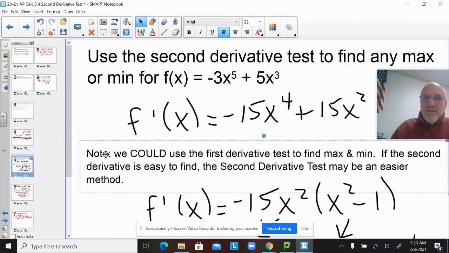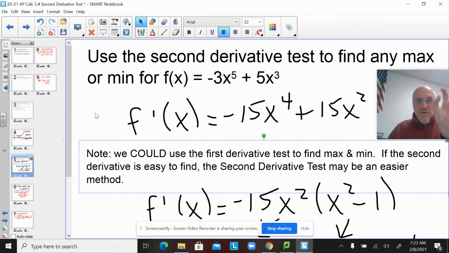If the second derivative is easy to find, like if it's an easy derivative to take, then this second derivative test might be an easier way to find maxes and mins. If the second derivative is an ugly quotient rule, chain rule, natural log, then you're probably for sure better off using your first derivative, making your table, increasing, decreasing. And a lot of students still always like to use that method because they learned it first. But this method really can be helpful.